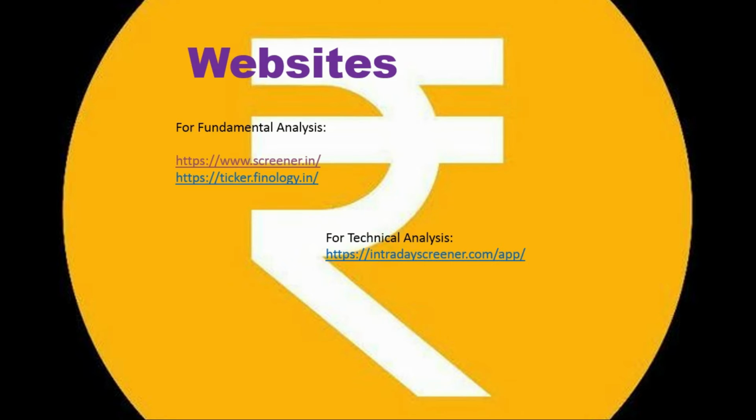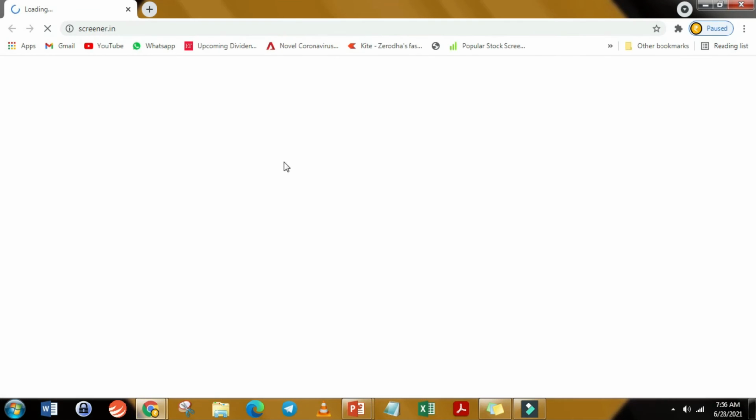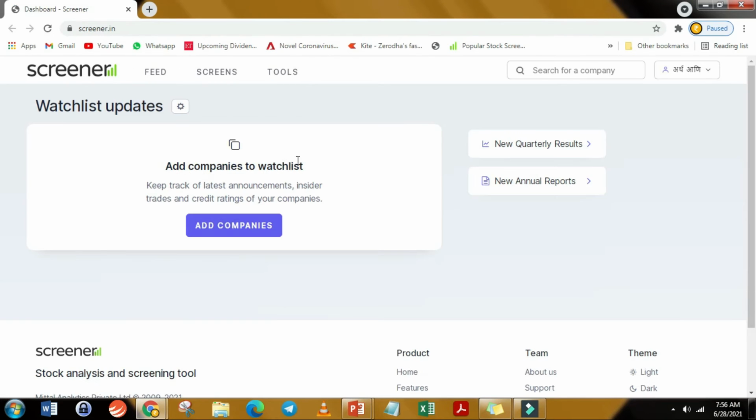For fundamental analysis, there are two websites that I know: screener.in and ticker.phenology.in. And for technical analysis, you have intradyscreener.com. So let me take you to one of the sites for fundamental analysis, that is screener.in. If I click on that site, it will open the page.